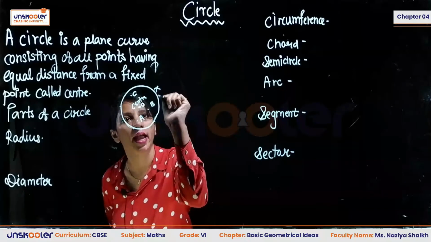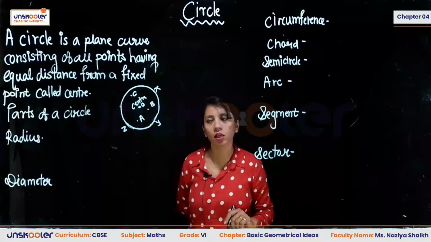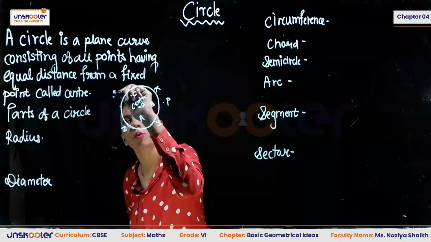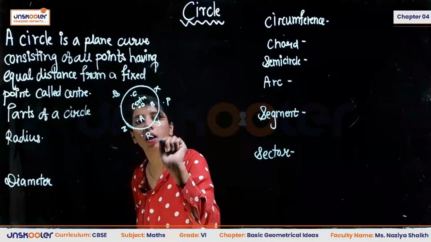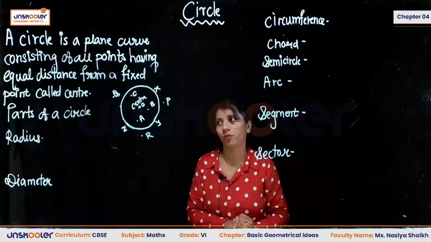So point X, point Y, point Z are on the circle and point P, Q, point R are in the exterior of the circle because they are outside the boundary of the circle.